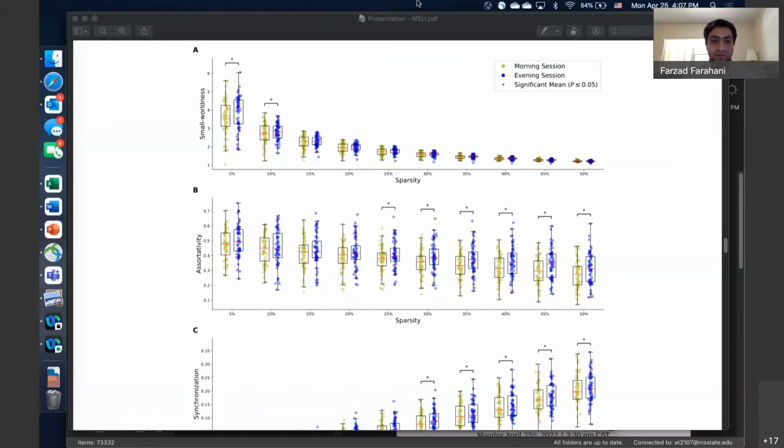Sparsity here, I mean only the density of the network. For example, 50% means that 50% of the nodes and connections are considered. And by 5%, we lost many of those connections and nodes.